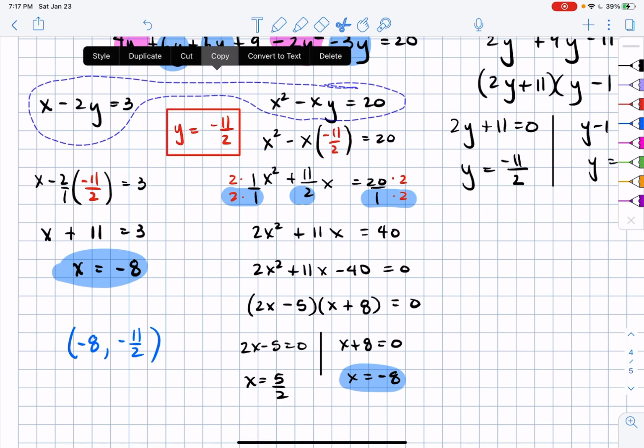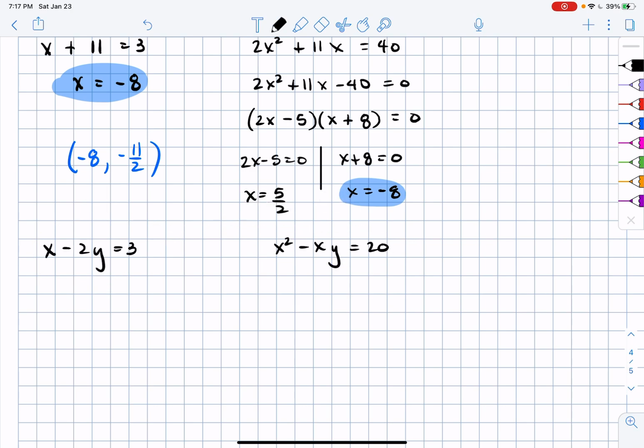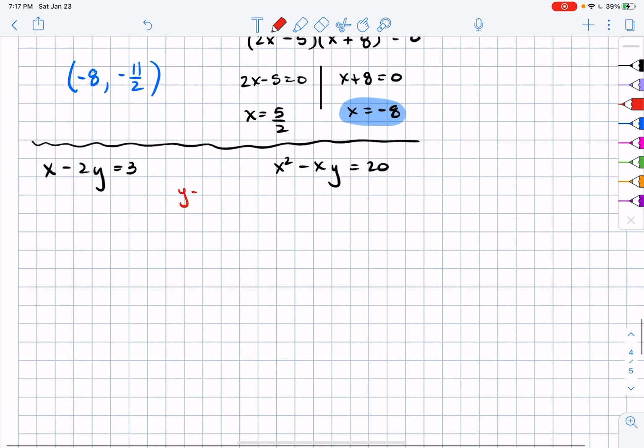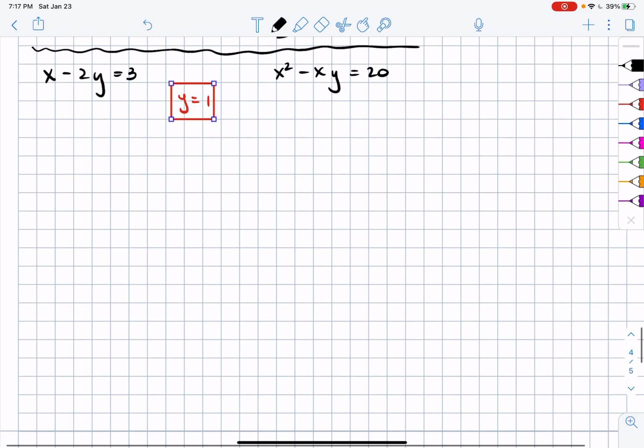All right, so let's copy that, bring it down, paste, boom. Okay, so let me put a little border here. Okay, so now I'm going to do the y is equal to 1, right? Okay, so y equals 1. All right, so there it is. If I plug into the left side, I get x minus 2 times 1 is equal to 3. So I have x minus 2 is equal to 3. Add the 2 to both sides. I get 5.